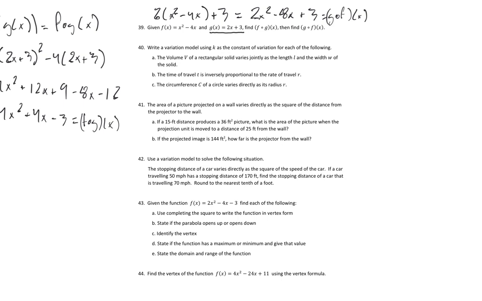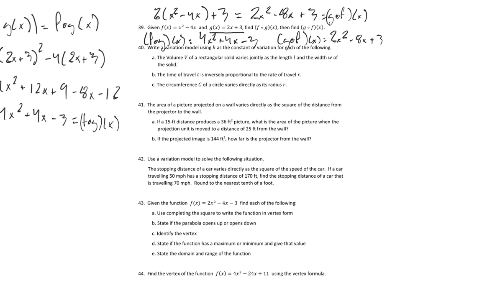So I'm going to write both of those over here so you can see them more easily, maybe. 4x squared plus 4x minus 3, and g composed of f, we said that was 2x squared minus 8x plus 3.